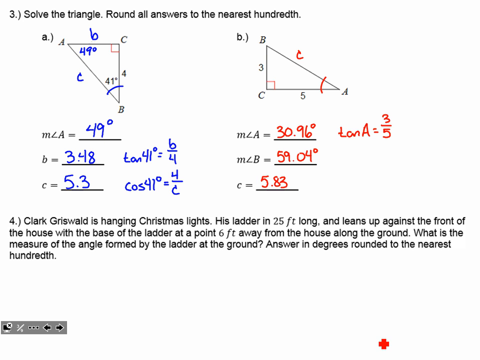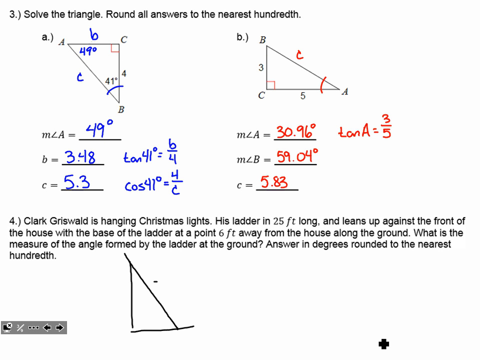Number 4, Clark Griswold is hanging Christmas lights. His ladder, ooh, there's a typo. His ladder is 25 feet long and leans up against the front of the house with the base of the ladder at a point 6 feet away from the house along the ground. What is the measure of the angle formed by the ladder at the ground? Answer this in degrees rounded to the nearest hundredth. All right, so here's the house, here's the ground, and here is the ladder.